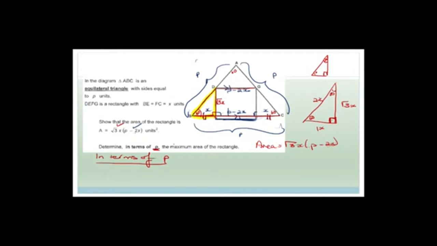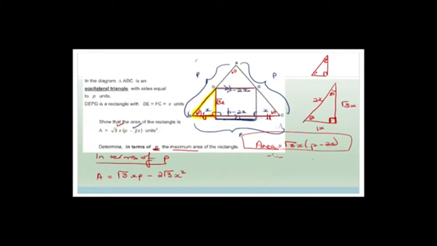So all we're going to do is, whenever we find a maximum, what do we do? We differentiate. Okay, so if we do that, do you agree that this is going to be d area by dx again? Okay, but in order to get that, we need to multiply this thing out first. So the area is going to be root 3 xp minus 2 root 3 x squared. Okay, happy with that.